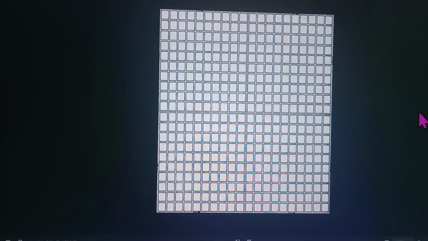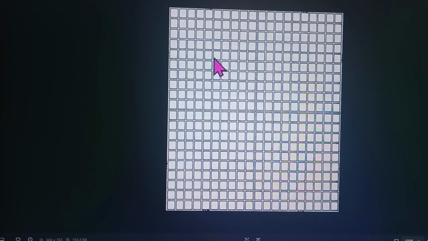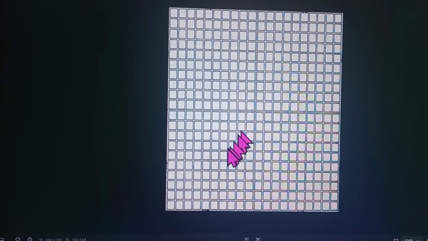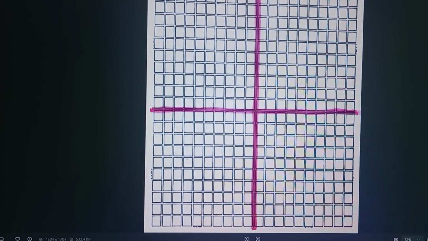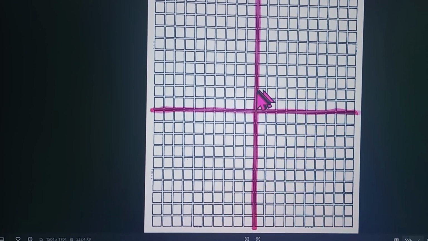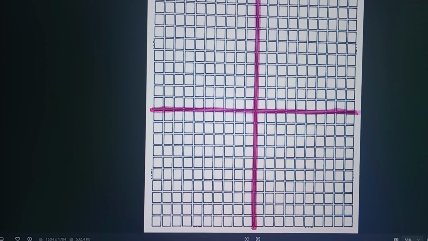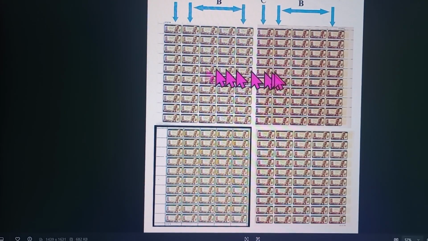Let me explain the difference here. The sheet here, they printed like 4 sheets in one. They had 50 stamps on this side, 50 here, and 50 here. This was basically how they printed them, in sheets of 4. Then they cut the big sheet apart into 4 different smaller sheets, like this. They cut them here and down through here.